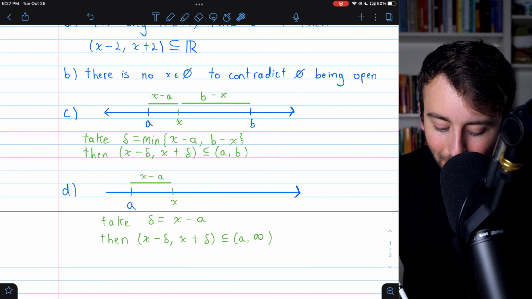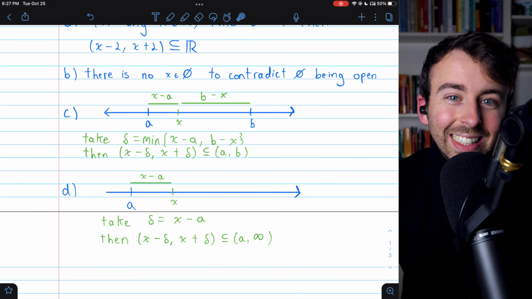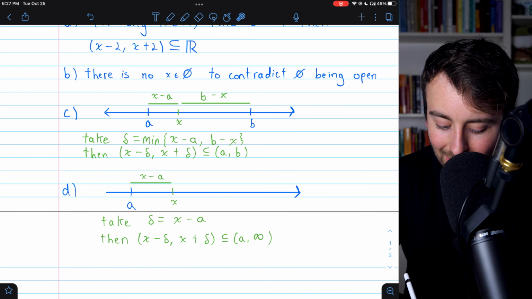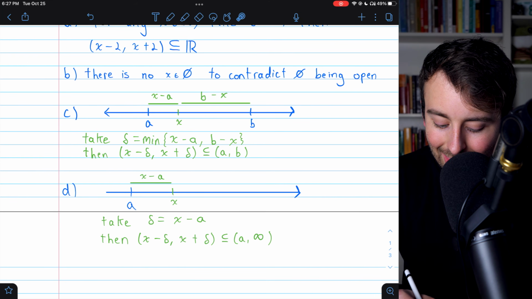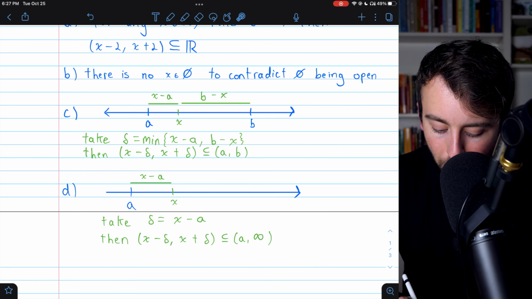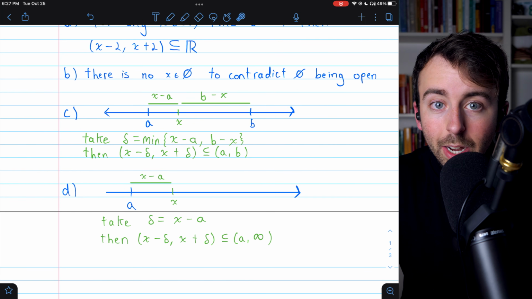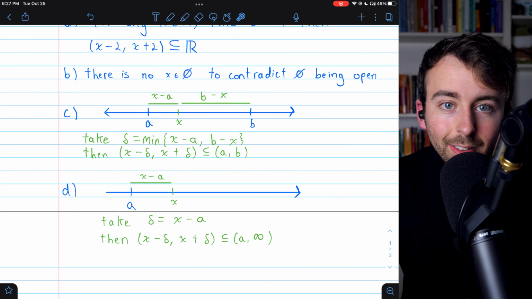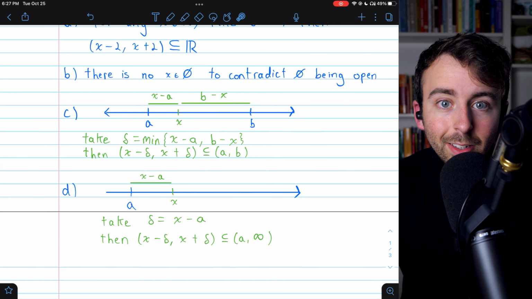But we do have to worry about this a over here. We don't want to go outside of that range. We don't want to leave the interval. We're trying to make sure that we get a subset of this interval. So this distance between x and a, that's x minus a. And again, we just want to make sure we don't exceed that. So if we take delta equal to x minus a, then certainly all real numbers that are less than delta away from x will still be in the open interval. Then, since I can give you this neighborhood around any number x that's still in the open interval from a to infinity, that means the interval is an open set.